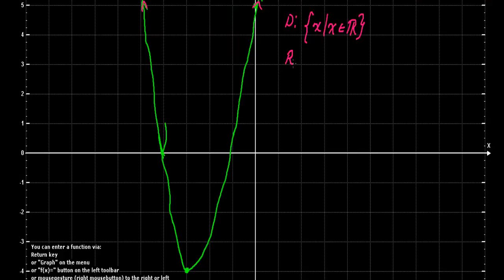For the range, using set notation, I write all y's such that y, and then I look at my y values. I start at the bottom. The first y value I hit is -4. This is -4. That's the first y value that my function has. And then it continues to have all of these y values all the way up, all the way to where? To infinity. So I will have all y values that are greater than or equal to -4. That is the range.